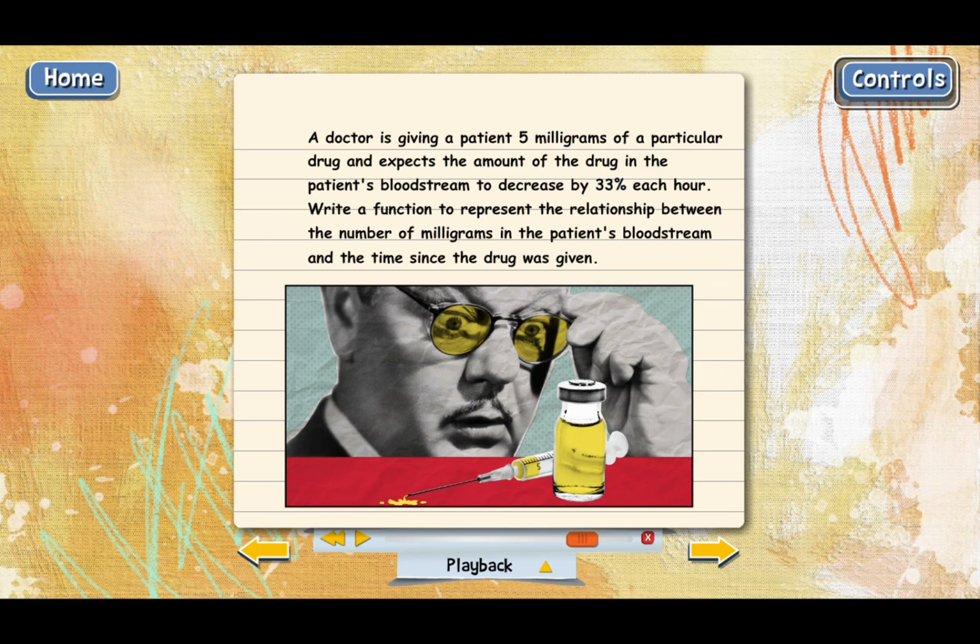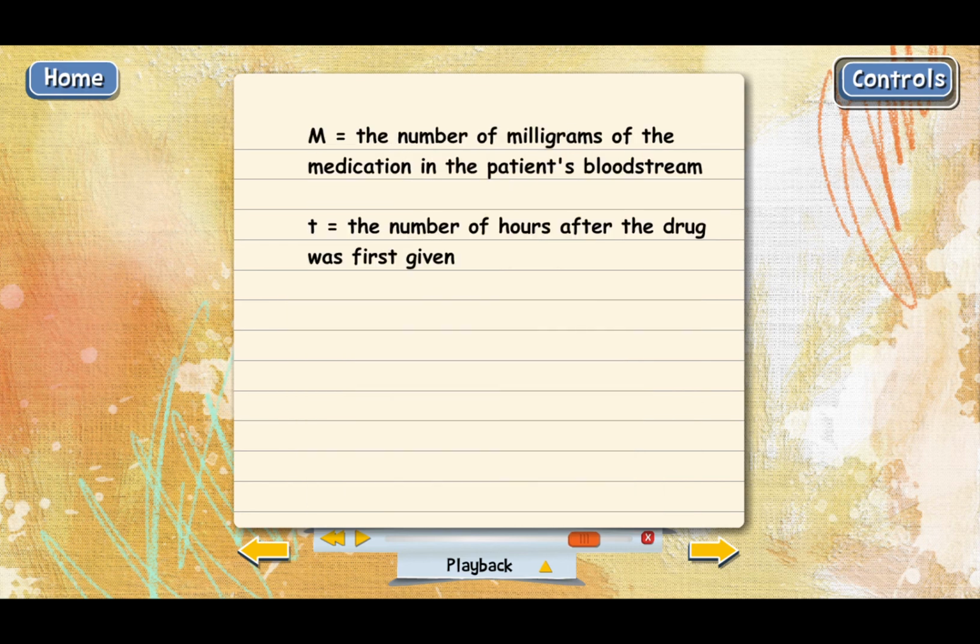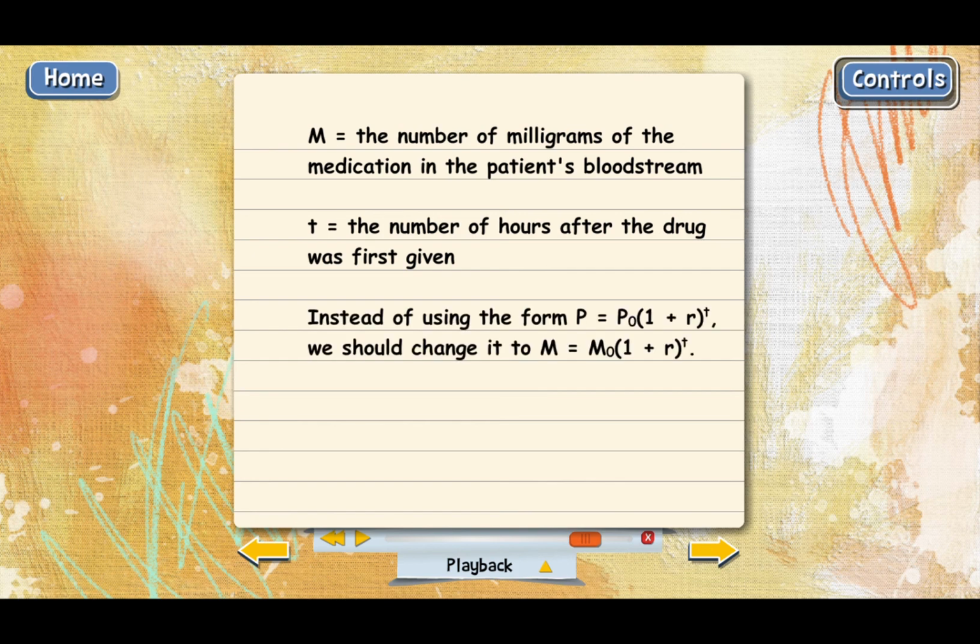And what we can do here is we'll let m be the number of milligrams of the medication in the patient's bloodstream, and then we'll have t be the number of hours after the drug was first given. And then what we want to do is set up the function using the basic form that we learned about for exponential functions. But instead of using p equals p0 times 1 plus r to the t, we're just going to change the letters since we're having m represent the number of milligrams. m is the dependent variable, and then the initial number of milligrams is going to be m0. It's really just the same function, different letters.